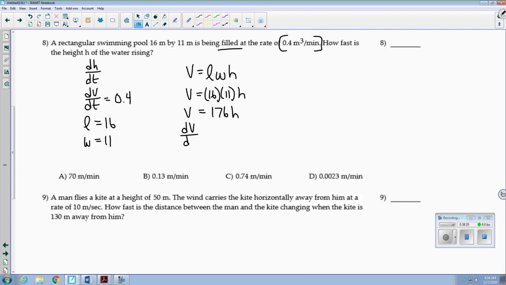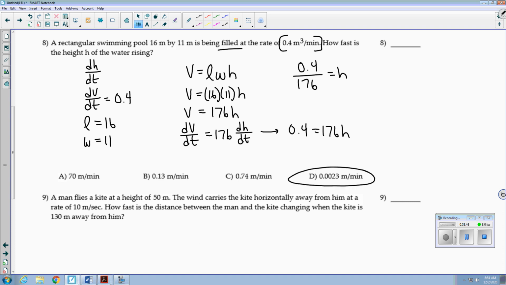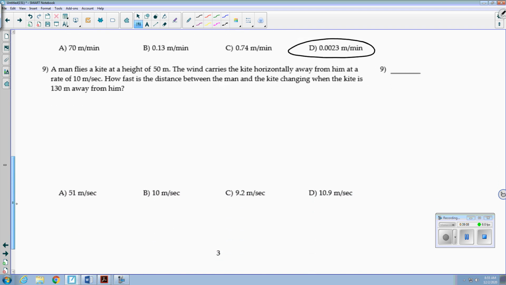So differentiating. Whatever 0.4 divided by 176 is the rate of change of the height. And that's going to be a pretty small number. And there it is. And again, if we're filling the pool, the height of the water should be going up, and therefore my rate of change of height should be positive. So that's what I mean by interpreting your solution as well: make sure your solution makes sense in the context of the problem. The height should be increasing, so the rate of change of the height should be positive.